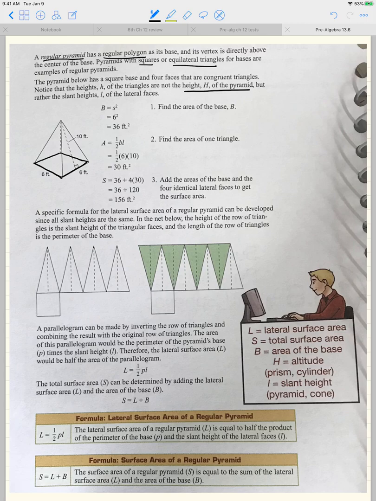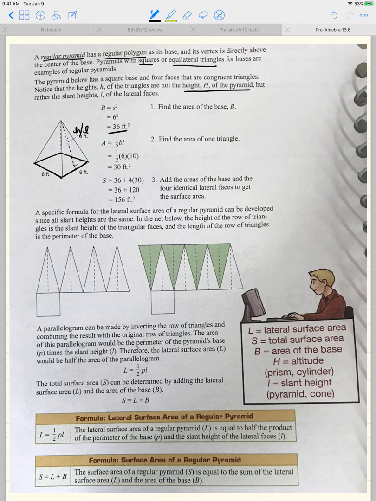So what that means is this dashed line here that says 10 feet, that is the lowercase h. That is the height of each one of these triangles, which in a pyramid would be synonymous with lowercase l, the slant height, okay? So first, we're going to find the area of the base. We are told it's a square, all right, square base. So we know that the formula is going to be side squared. The side is 6 feet, so the area of the base is 36 feet squared.